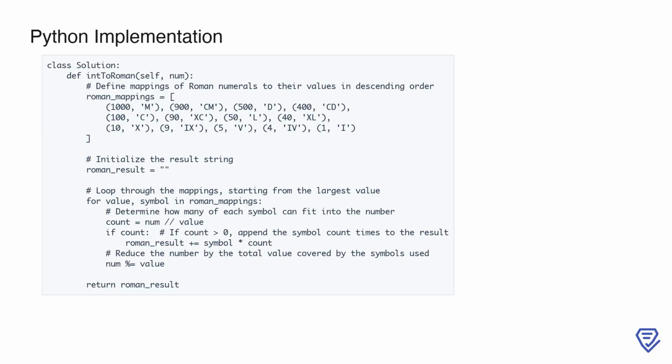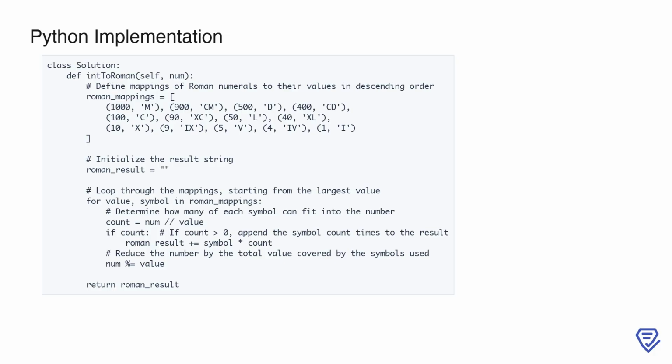3. Iterate through the mappings. The algorithm iterates over each tuple, value, symbol, in the roman_mappings list. This loop ensures that we systematically process the number from the largest to the smallest Roman numeral. 4. Determine the count of symbols. The count variable determines how many times the current symbol can be used.